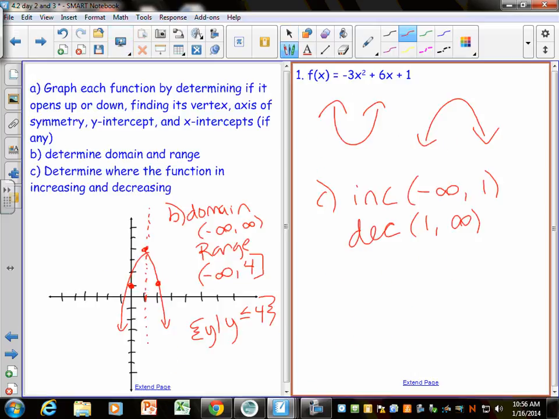It's all about the x values. When you're talking about increasing and decreasing, we're talking about x values, not y values. So when I say it's increasing from negative infinity to 1, I'm talking about these x values. So this is negative infinity, and then it's decreasing from 1 all the way to infinity. So it doesn't matter that it's pointing down, because I'm talking about the x values. Okay? And so increasing and decreasing should always go from negative infinity to positive infinity, and you just have to break it up from where it changes.